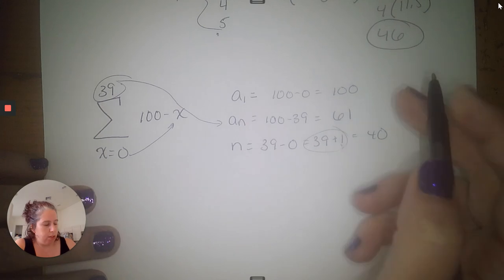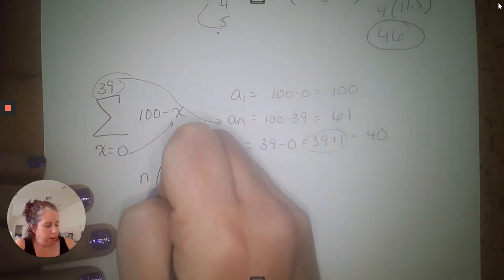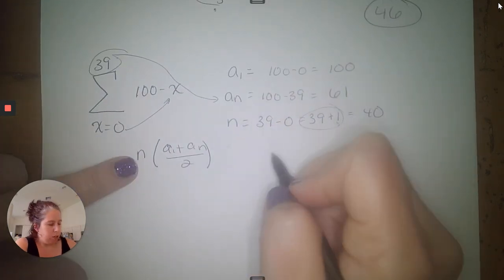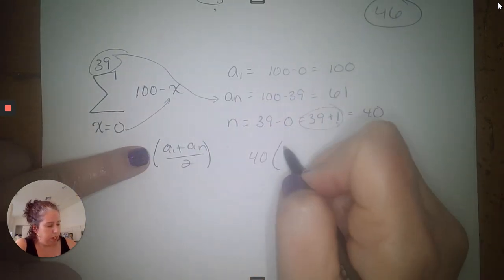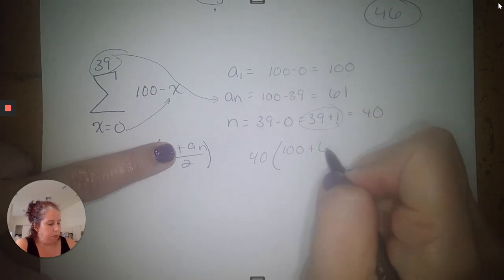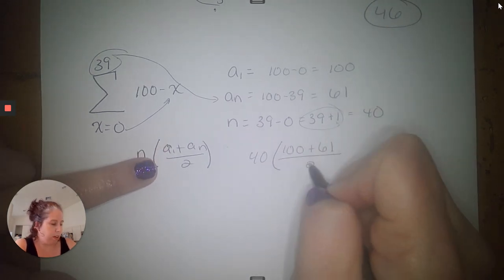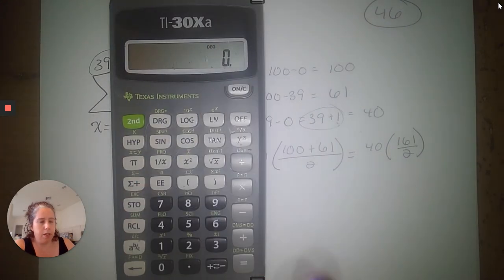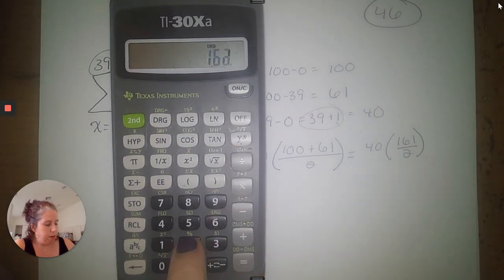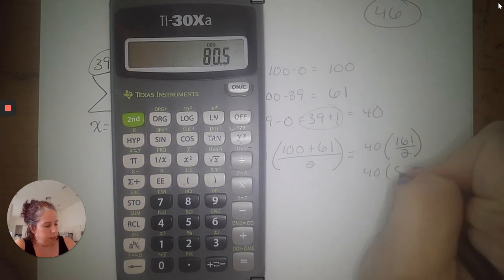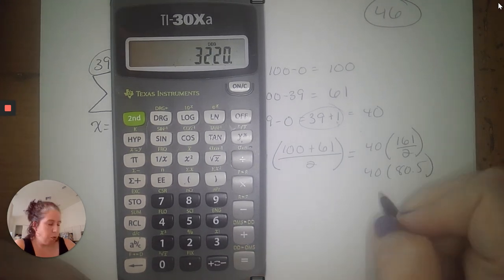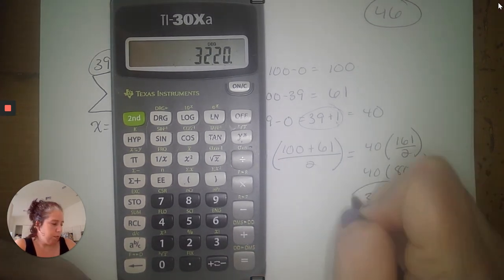All right, so now we're going to pull them back in. So we're using N times A1 plus AN over 2, right? So N is 40 times A1, which is 100, plus AN, which is 61, divided by 2. So you've got 40 times 161 over 2, right? So 161 divided by 2, so 40 times 80.5, and then just times it by 40. Your answer is going to be 3,220.